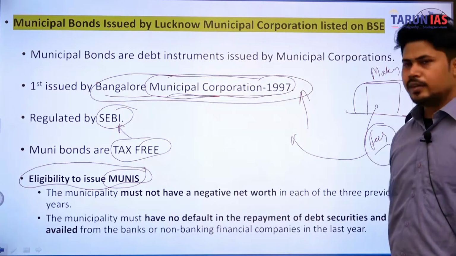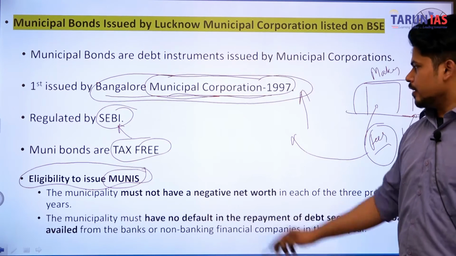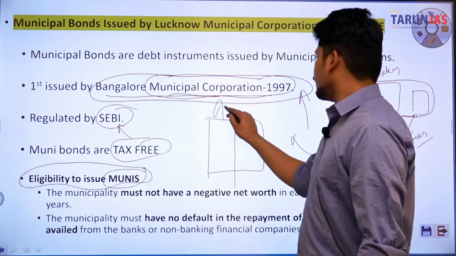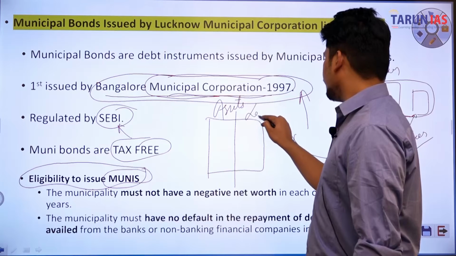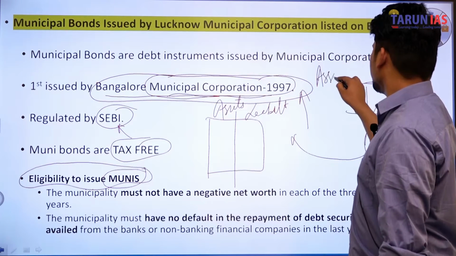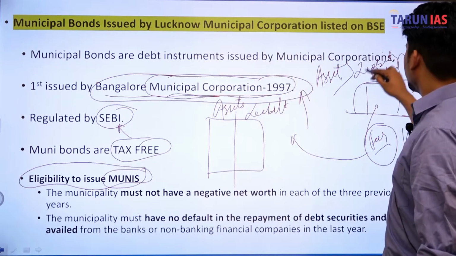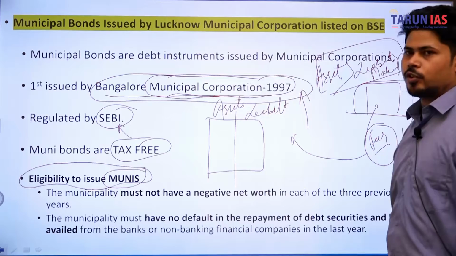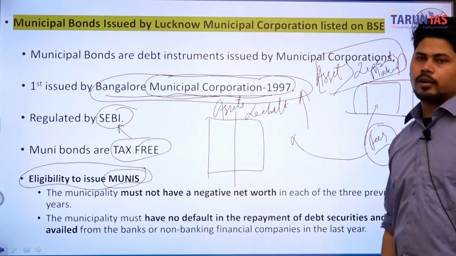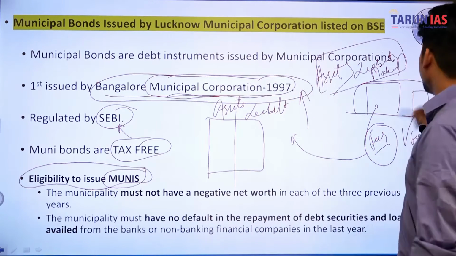The municipality must not have a negative net worth, है ना, in the previous 3 years. ठीक है? The net worth का मतलब क्या हुआ? The sum total of assets and liabilities. Assets and liabilities should not be negative. ठीक है? यानी assets should always be greater than liabilities. If this condition is fulfilled for the past 3 years, then only can a municipal corporation issue what? A municipal bond. Then only a municipal corporation can raise capital through the use of this debt instrument. ठीक है?